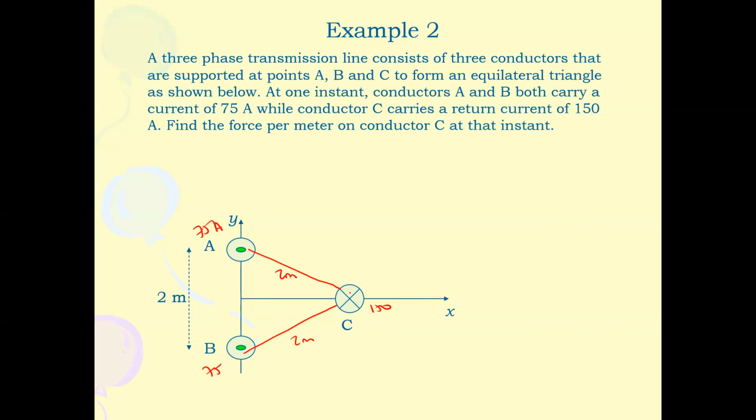If you base on this sign, the current for conductor C is pointing inward, while the current at conductors A and B is pointing outward. This means that if this is X, Y, then A and B are directed towards positive Z, while conductor C is directed towards negative Z. So the question is to find the force per meter on conductor C.